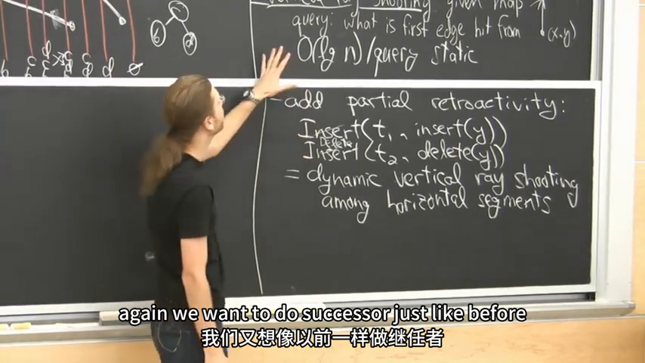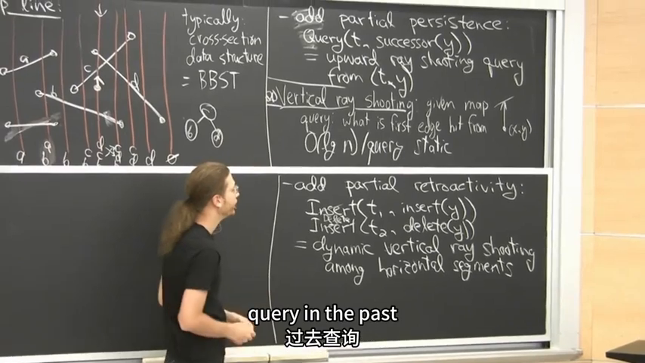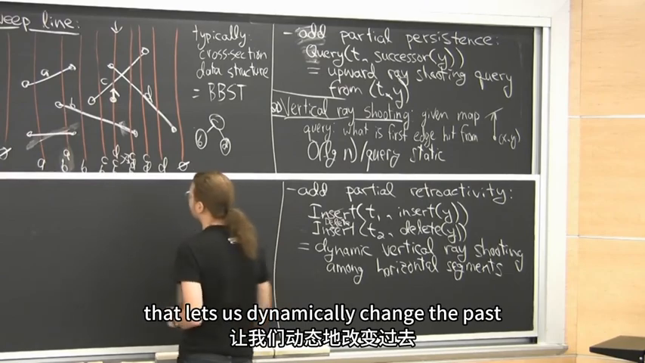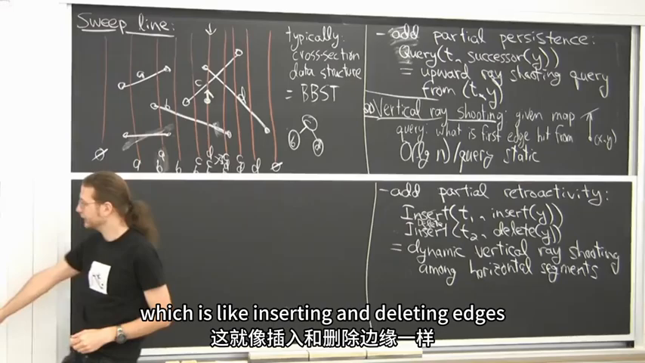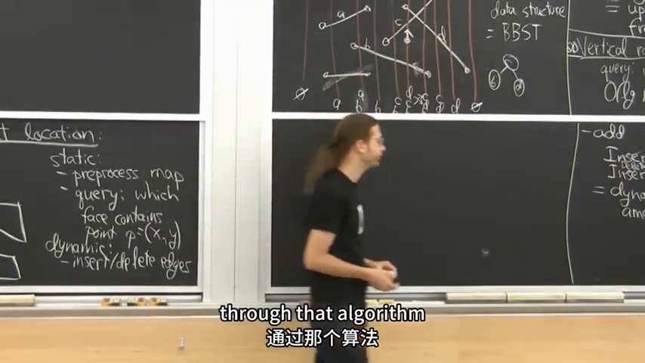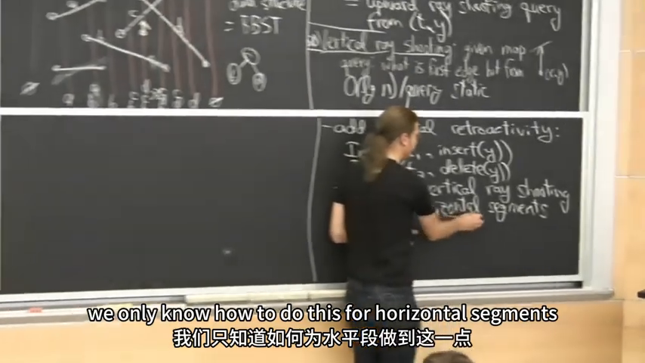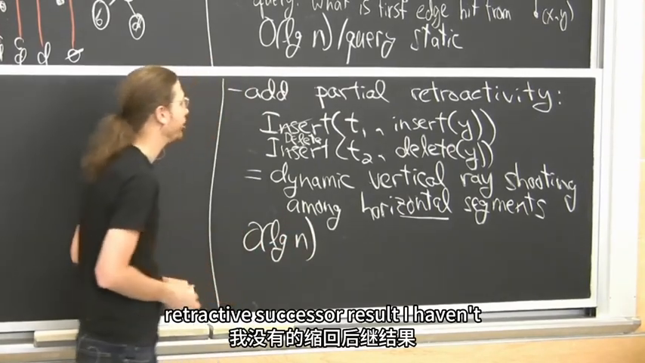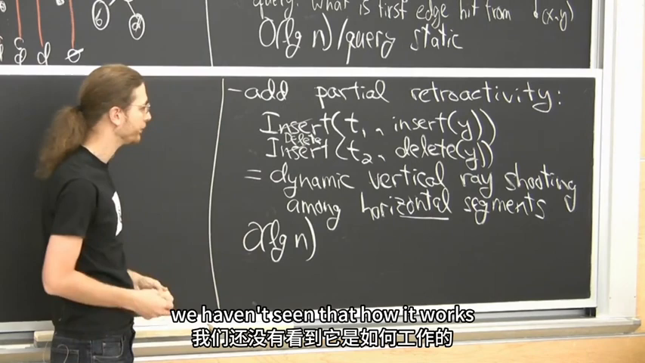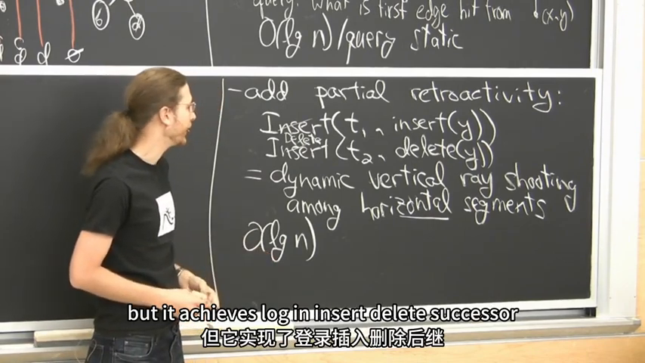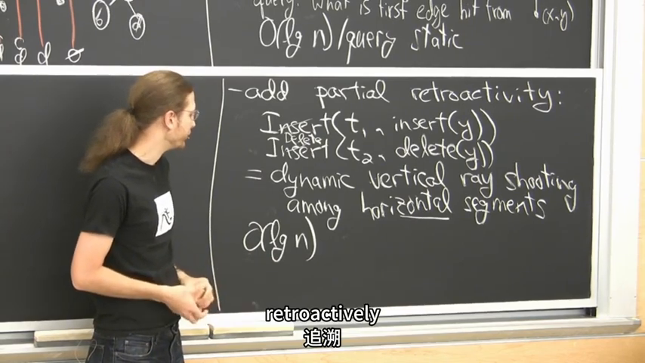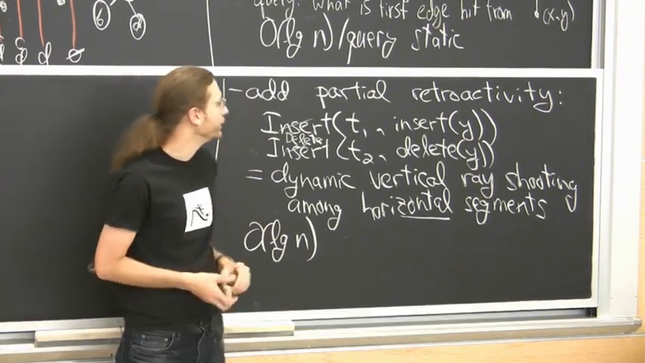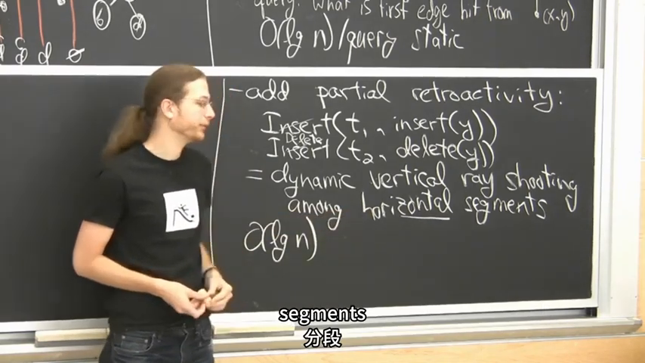Again, we want to do successor, just like before, query in the past, but now our updates are different. Now we have retroactive updates. That lets us dynamically change the past, which is like inserting and deleting edges through that algorithm. But at the moment, we only know how to do this for horizontal segments. So this gives us, if you remember the retroactive successor result, we haven't seen how it works. It's complicated, but it achieves log n insert, delete, successor retroactively. And so we get a log n, which is an optimal solution for dynamic vertical ray shooting among horizontal segments.